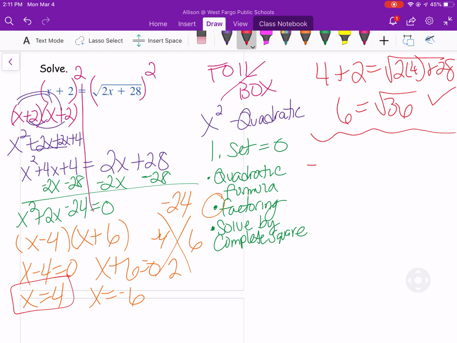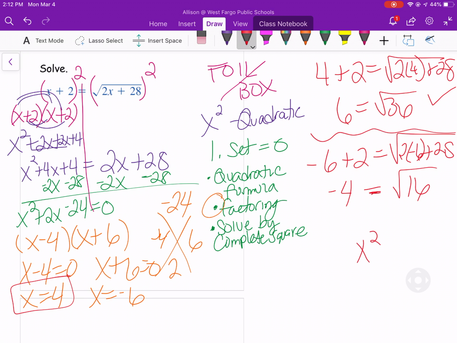What about negative 6? We got negative 6 plus 2 equals, I'm going to get negative 4. 2 times negative 6 would be negative 12 plus 28 would be the square root of 16. Now, if you have x squared equals 16, then yes, x can equal plus or minus 4. But this is when you have an x squared. So you can have negative 4 when you take the square root because negative 4 squared is 16. So you're good. But if you have a square root by itself, it cannot equal a negative number.